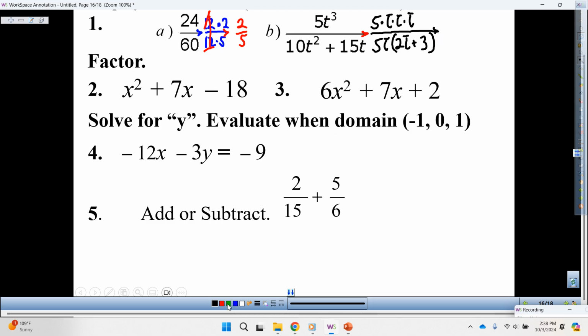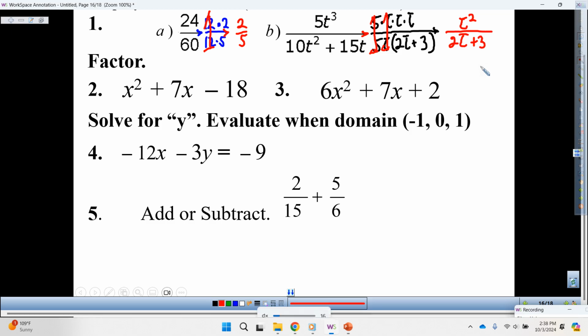Therefore, do you see any giant ones? Yes, 5 over 5, T over T. That leaves us in the numerator with 2 T's, or T times T is T squared. Denominator, 2T plus 3. Now, look up to the screen.